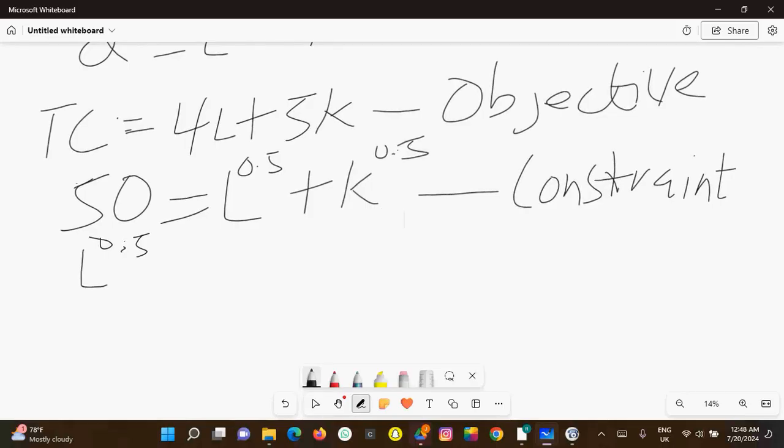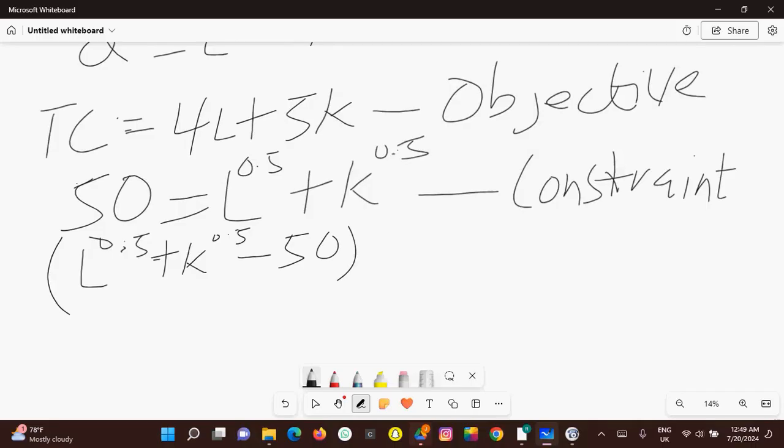So 0.5 plus K 0.5, right? The 50 is outside, so when it comes in, it becomes negative. It's positive outside, so now minus 50. Because we've brought this inside, we've moved the 50 from outside the equal sign into this, and we are equating everything to 0.